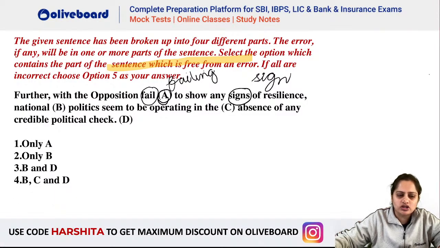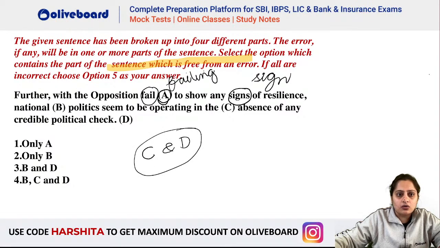What actually happened is that I could not copy the fifth option. Maybe I have not copied the fifth option. My fault. So A and B are definite errors. C and D. Now the error will be in one part. You have to select the part which is free from error.